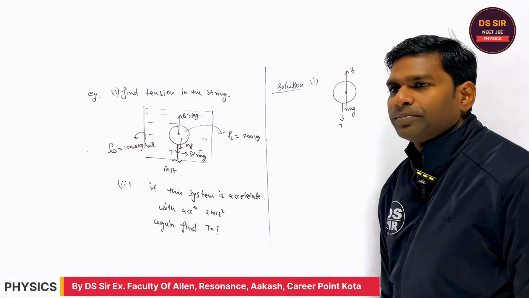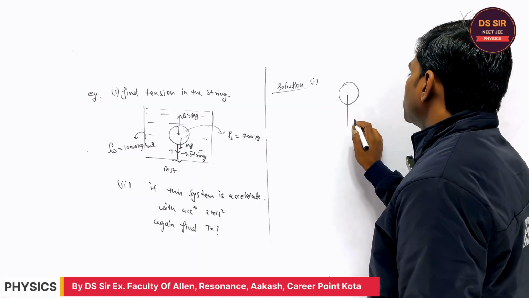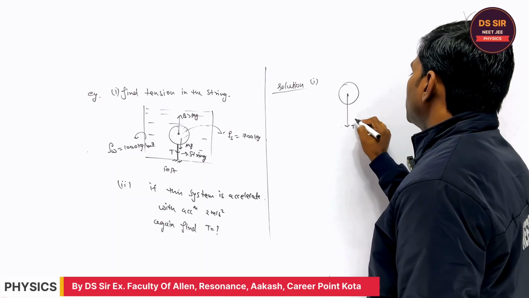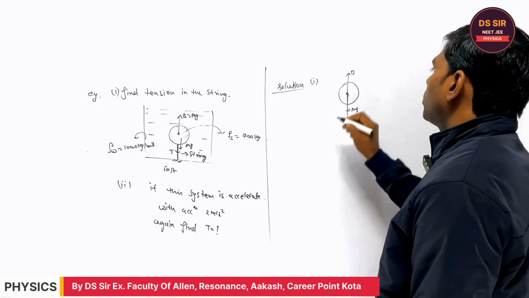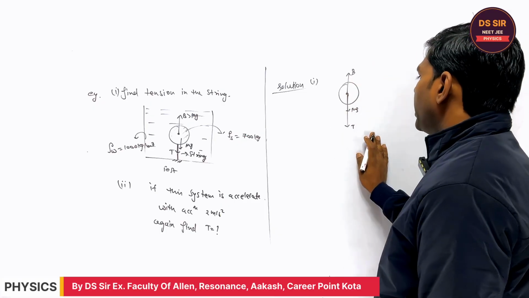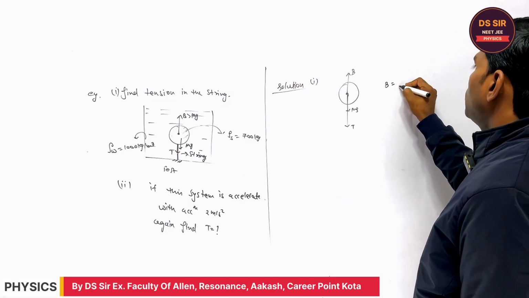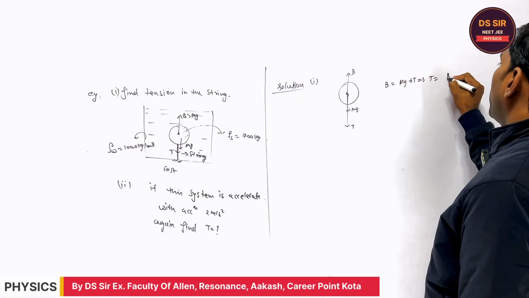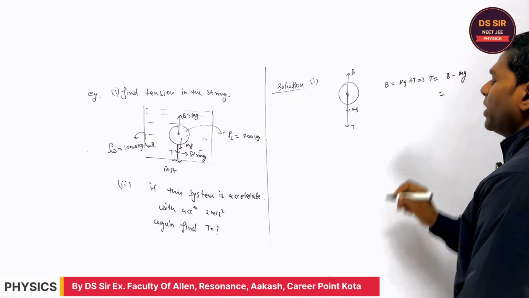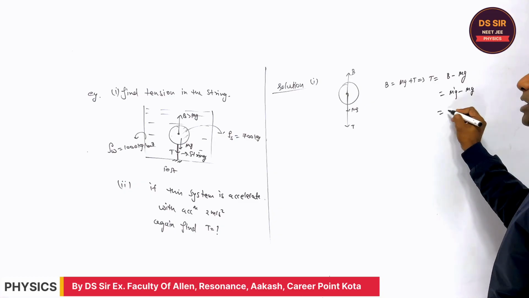This is the mg. All the forces, the tension, the mg, and the Buoyancy force, act on the same line. At equilibrium, the Buoyancy force must be equal to mg plus tension. So the tension is equal to Buoyancy minus mg. How to find the Buoyancy? It is the weight of the liquid displaced. Is it clear or not?